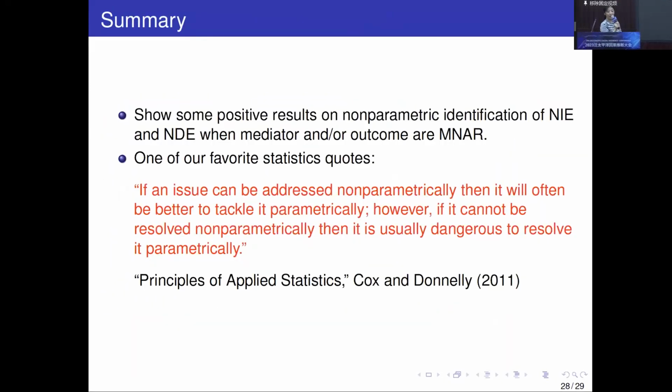Okay. To summarize, we show some positive results on non-parametric identification of the NIE and NDE when the mediator and outcome are missing not at random. And I want to end my talk with one of our favorite statistics quotes. If an issue can be addressed non-parametrically, then it will often be better to tackle it parametrically. However, if it cannot be resolved non-parametrically, then it is usually dangerous to resolve it parametrically.